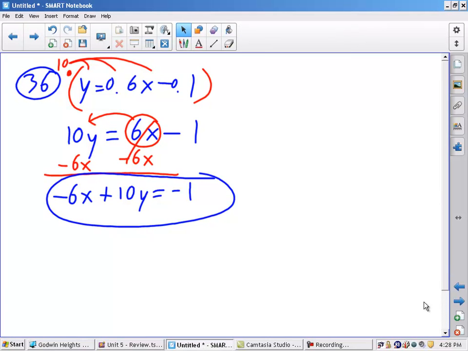And I actually already explained number 38 and 39 in class. Number 40 and 41 we will talk about in class on Wednesday.